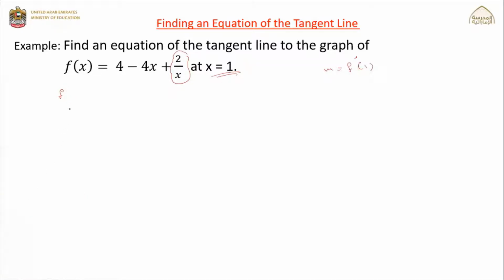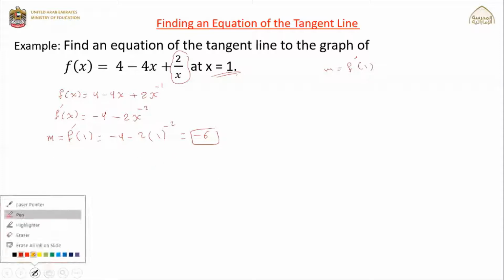Before I find the derivative, f of x equal 4 minus 4x plus 2x to the power negative 1. After that, I will find f prime of x. Derivative of 4 is 0. Derivative of 4x is 4, with the negative it's negative 4. And here, negative 2x to the power negative 2. From this derivative, I will find the slope. The slope is m equal f prime of 1. So minus 4 minus 2 times 1 to the power negative 2. I can find this by myself or by my calculator. The result is negative 6. So the slope is -6.